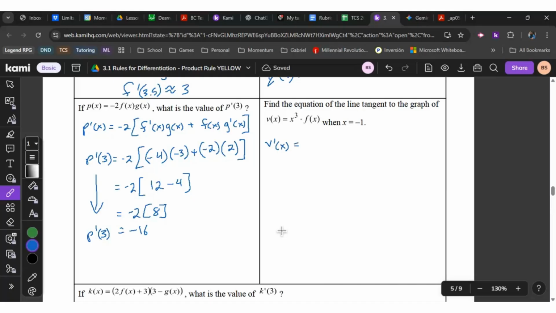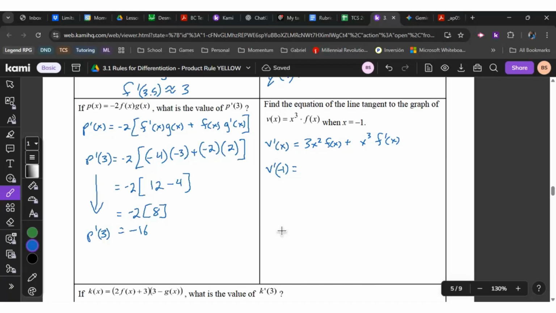All right. So x cubed becomes 3x squared times the original f of x plus x cubed times f prime of x. We all in agreement so far? Right? Just a simple product rule. Good. Now we're going to find it at negative 1.